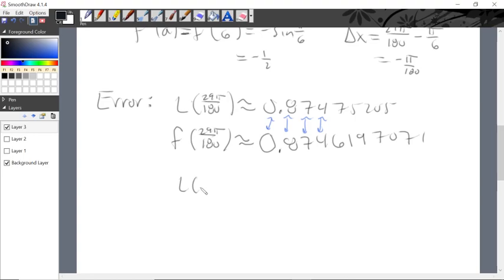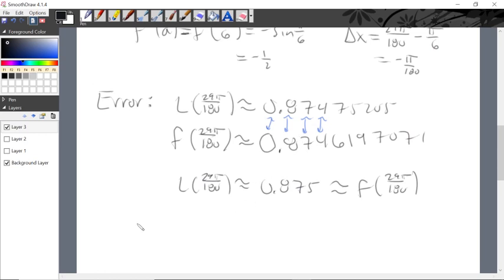Right? We see that L of 29 pi over 180 is approximately 0.875, but that's also approximately F of 29 pi over 180. So the 3 decimal places, they are the same as each other.